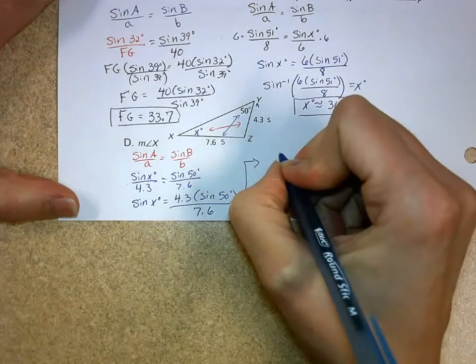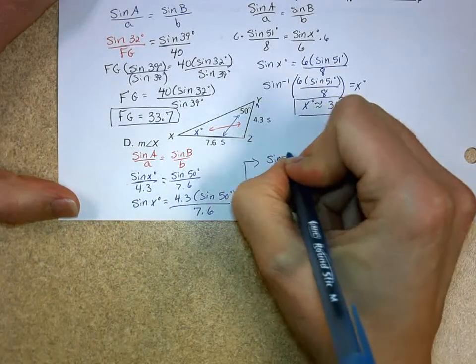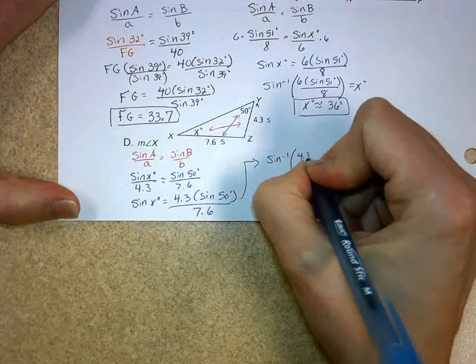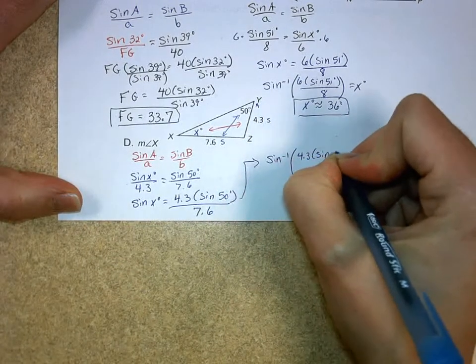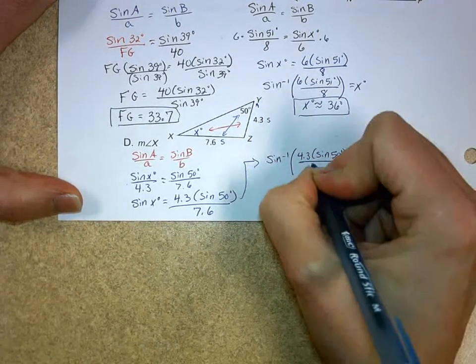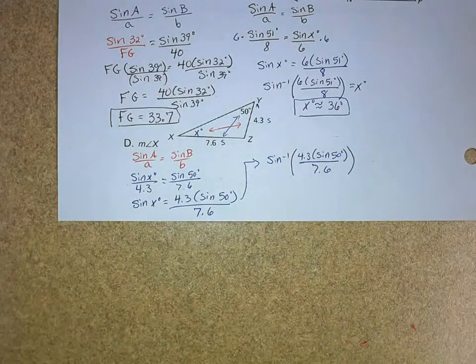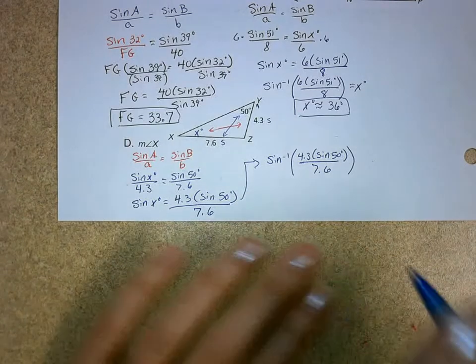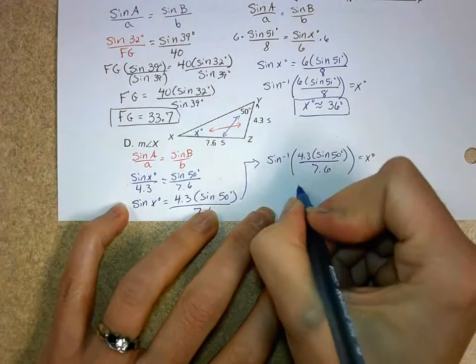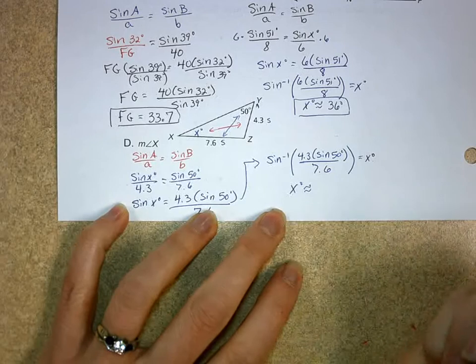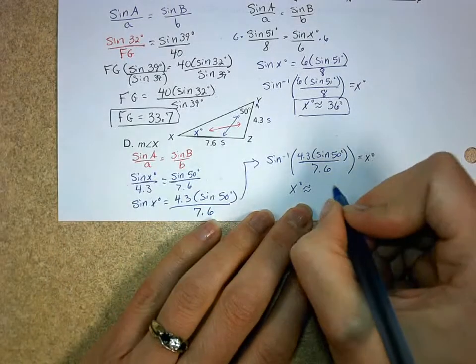So we go sine inverse of the whole thing. So we go the inverse sine of 4.3 times the sine of 50 degrees over 7.6 equals our X degrees. So our angle to the nearest degree is going to be 26 degrees.